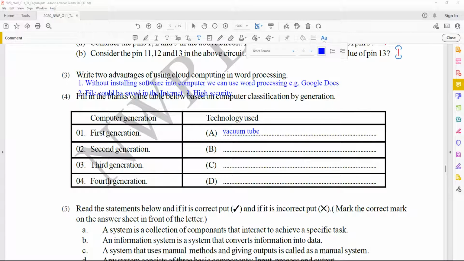So the vacuum tube should be the answer for the first one. Second one. Yes. Second one: transistors. It should be transistors. Come on, I want everybody to explain.